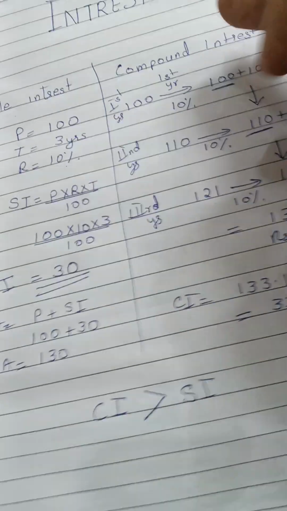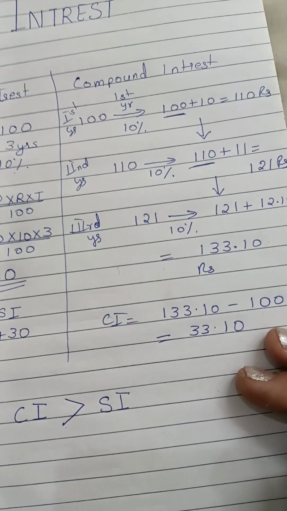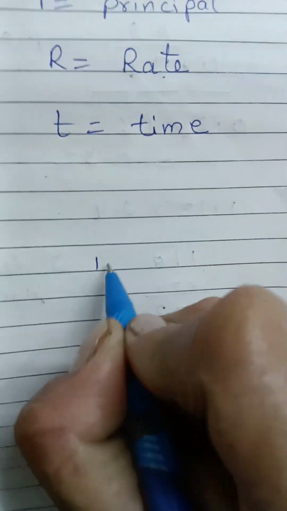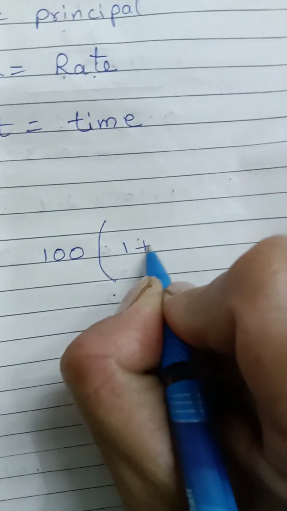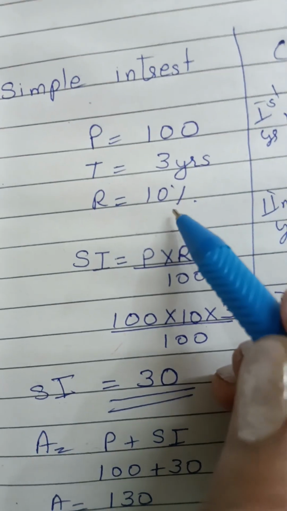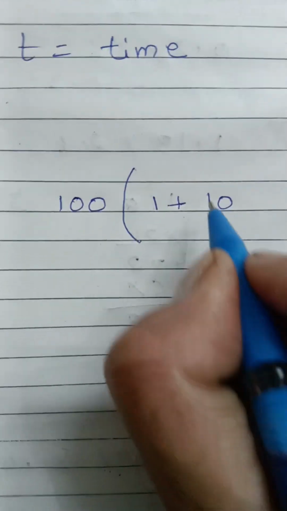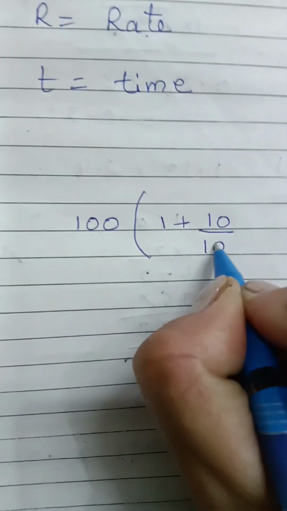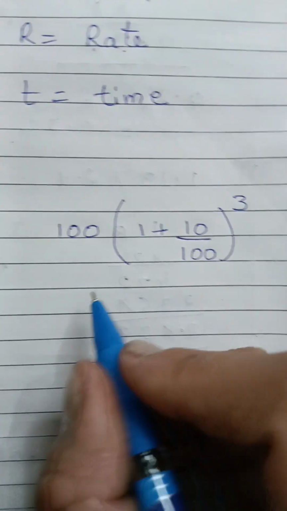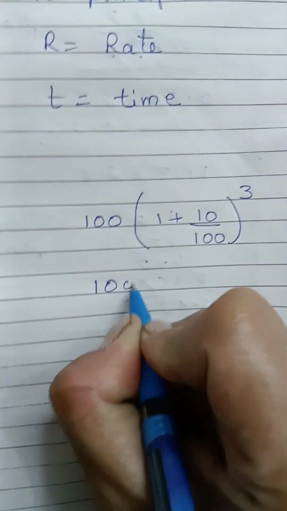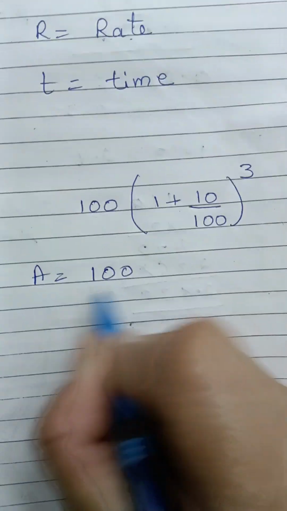Now, I could have calculated this directly with this formula. My principal was 100, rate was 10%. Can you see? Principal is 100, rate is 10%, time is 3 years. Now if I just resolve this formula, I get the amount directly here.